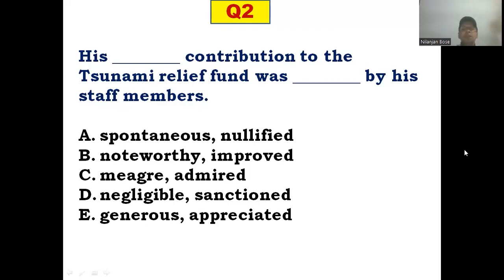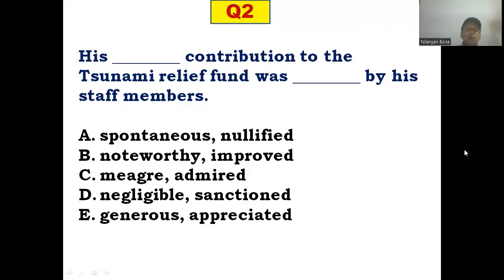If you are doing meager contribution, meager मतलब होता है बहुत अल्प मात्रा में. अगर ये contribute करोगे तो आपको appreciate तो कोई नहीं करेंगे. आपको contribution करना है दिल खोल के. So your attitude should be generous one. And considering that fact, option E is the correct option because it is written his generous contribution to the tsunami relief fund was appreciated by his staff members.